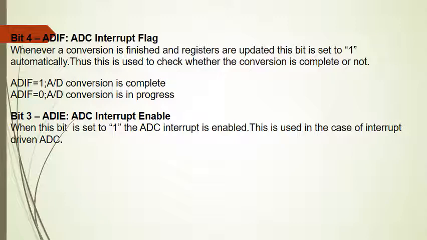Then the third bit comes, the ADC interrupt enable. Basically, this is used to enable or disable the interrupt in case of interrupt driven ADCs. There are ADCs which are interrupt driven as well.